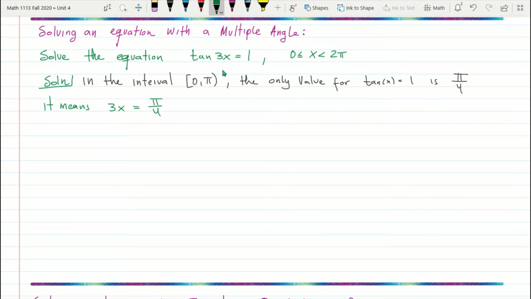Okay, so because the period is only pi, then the way to represent all of the solutions is going to be the following. 3x is going to be equal to pi over 4 plus some multiple of pi, a number n times pi. And then x is going to be equal to, we want to divide everything by 3, so we get the following.